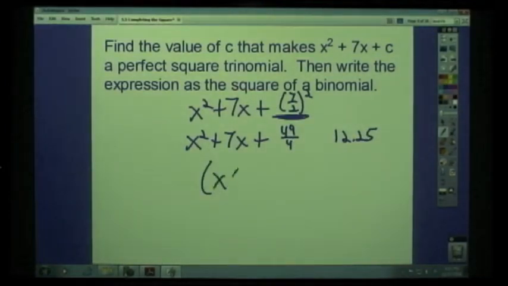What's going to be in parentheses is x plus 7 over 2 squared. I got 3.5. I know you did. That's what 7 over 2 is. 7 over 2 is 3.5.